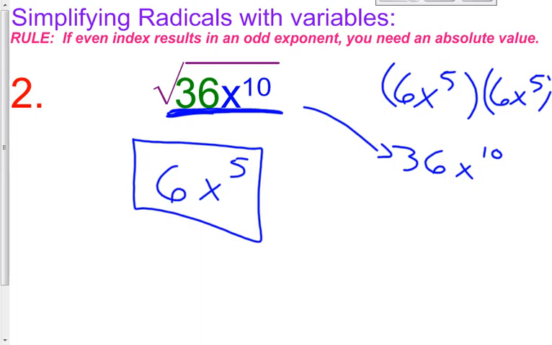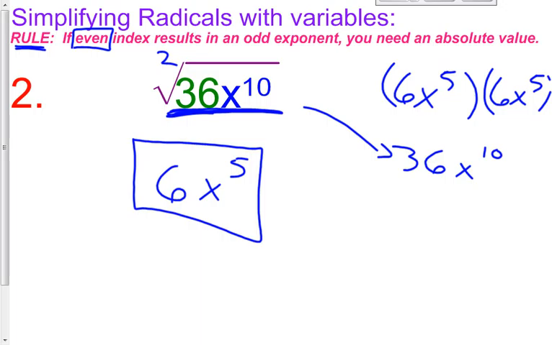Now this isn't our complete answer yet, because notice what this rule says. If an even index, which our index is always going to be even in this lesson because it's always a 2, we can have a 4th root or a 6th root or an 8th root. Those are all even indexes. If our index is like the 3rd root or the 5th root or the 7th root, this rule doesn't apply. We don't even have to pay any attention to it.